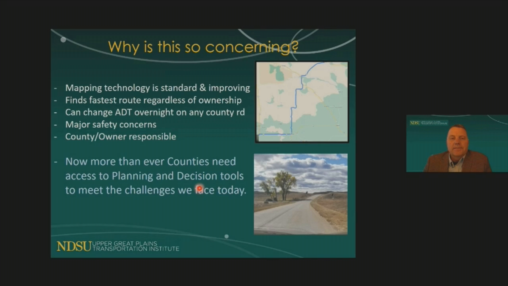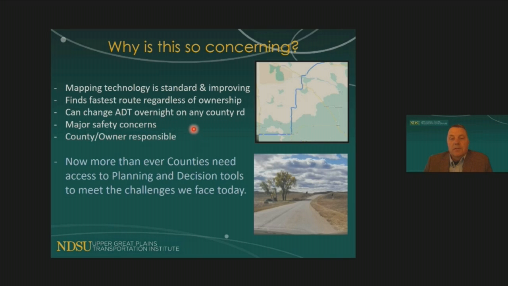And then this can change the ADT just kind of overnight for any county road. So it's not just this road in Nebraska. This could be any one of our county roads out there that, just because of technology and Google or somebody saying that this road is going to be the fastest route, it can add a whole lot of traffic to a road in a very short period of time. So that's just something that I think we need to start being aware of.